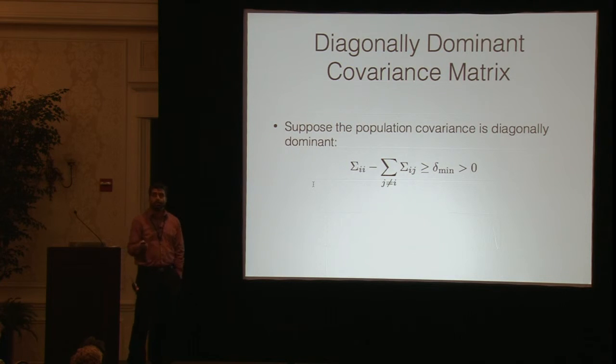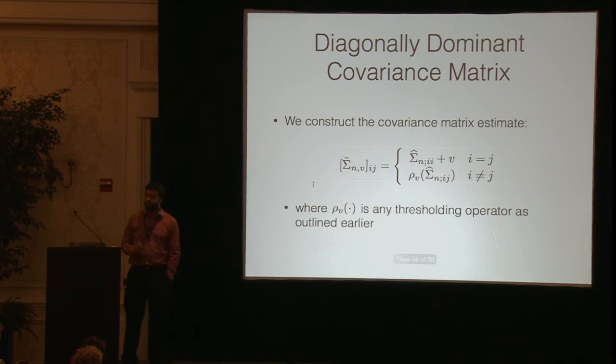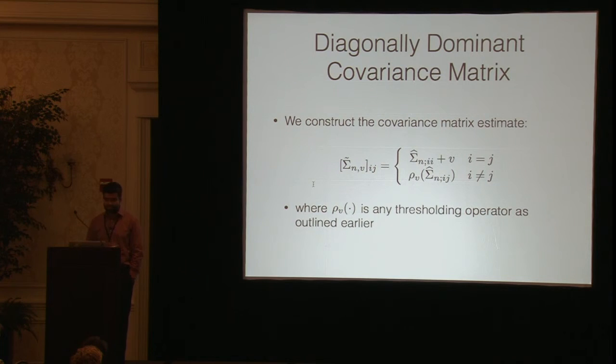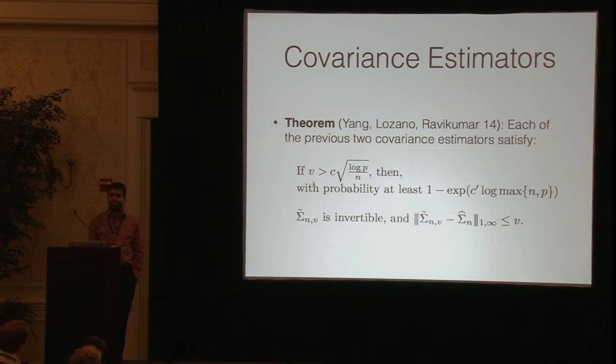In case your population matrix is diagonally dominant, you could modify your sample covariance matrix estimate using this very simple procedure where you threshold the off-diagonal entries just as previously done, but I'm going to add elements to the diagonal just as you did in the ridge estimator. Okay? So what we show is that under both of these conditions, if the population covariance matrix does satisfy either of those two properties, the two estimators that we just defined satisfy some very nice properties.